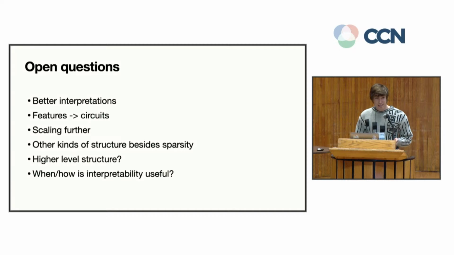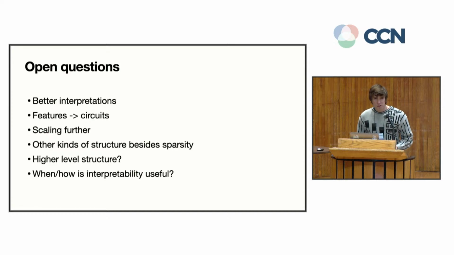There's a question of scaling. Our autoencoders are bigger than the original model, so they can get expensive if you scale them up. To scale them up enough to find all the features, whatever that means, might be prohibitively expensive, so we need to find clever ways around that.